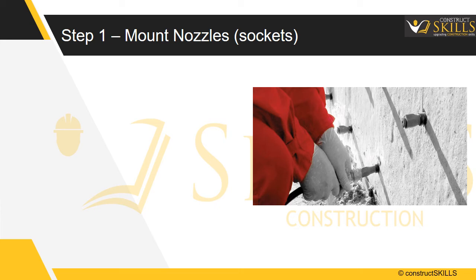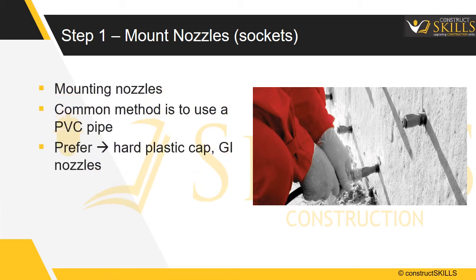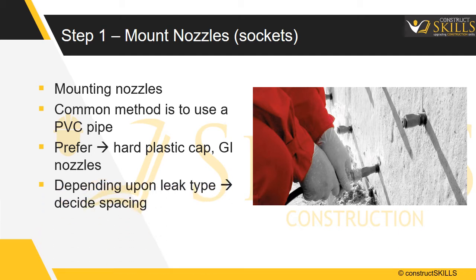First, drill holes nearby cracks to install sockets, also called mounting nozzles. This eliminates the drilling process, which is time-consuming and a dirty process after injection. The most common practice is to use a PVC pipe. However, use of a hard plastic cap or AGI nozzle is recommended. Depending upon size and leakage amount, spacing of nozzles is decided.